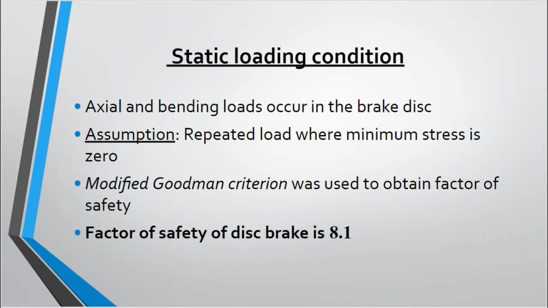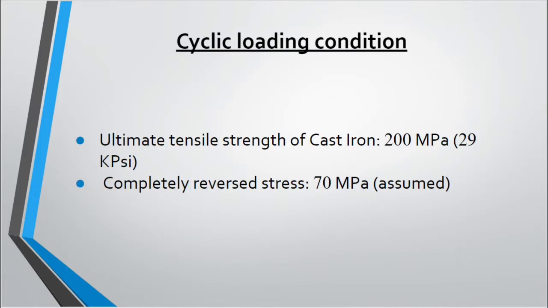Now as we head on to the static loading condition, we found out that axial and bending loads occur in a brake disc. We have made an assumption that there's a repeated load where the minimum stress is 0. And we found out the mean and alternating stress for bending and axial loads. Secondly, we obtained the mid-range and alternating von Mises stress for combined loading. Finally, we used a modified Goodman criterion to obtain the factor of safety of 8.1 for the disc brake.